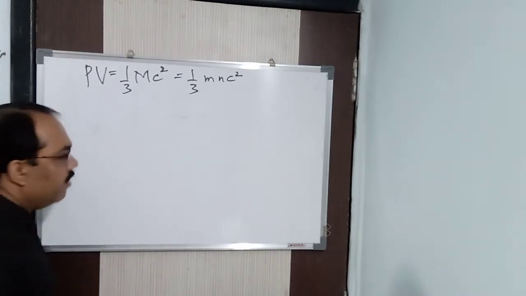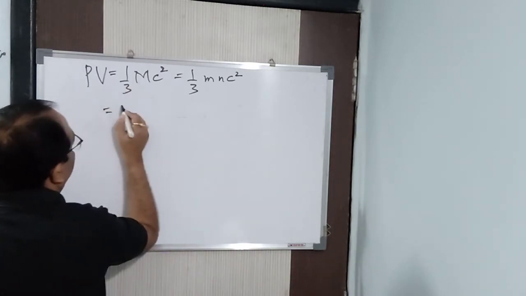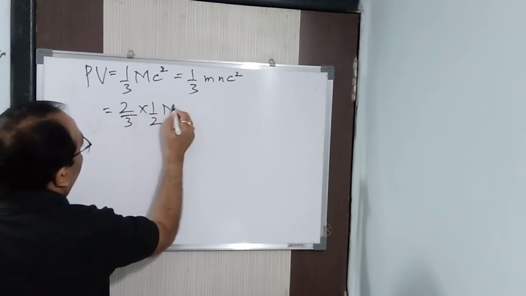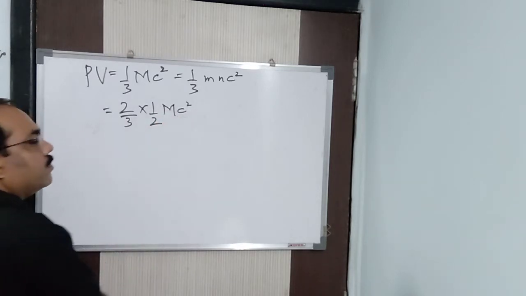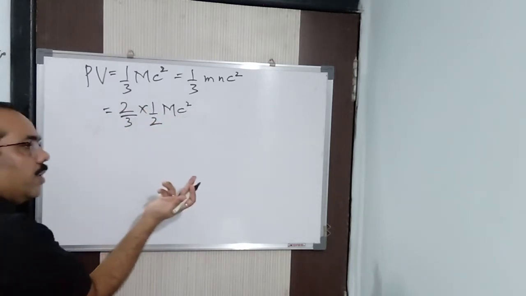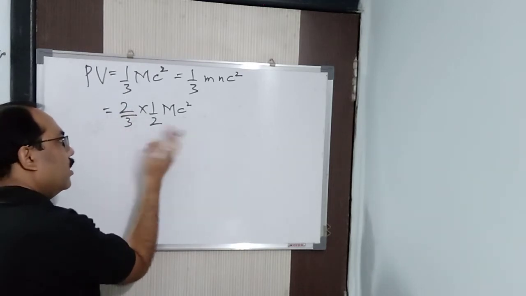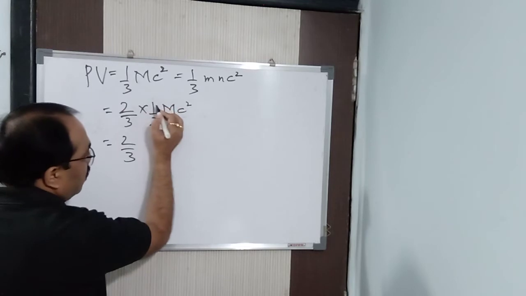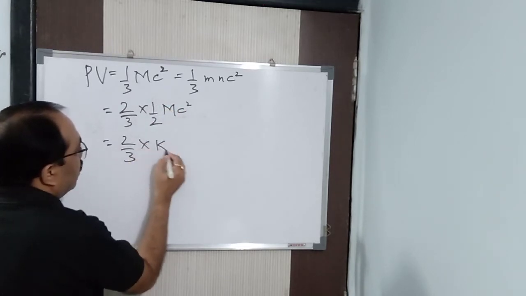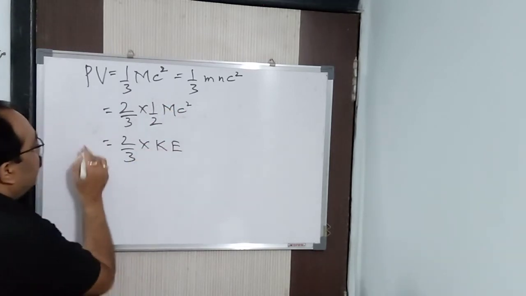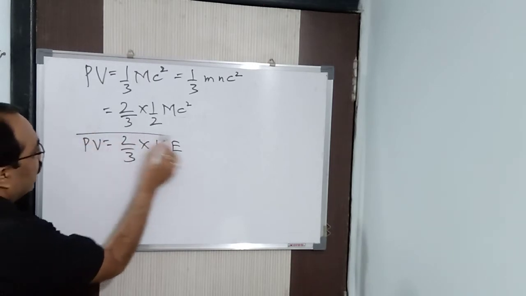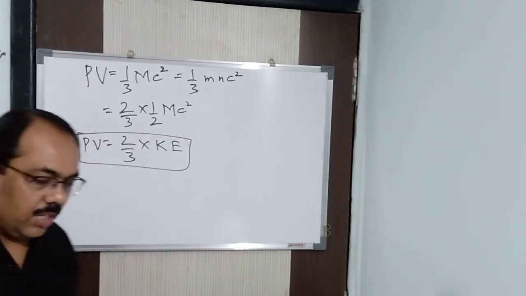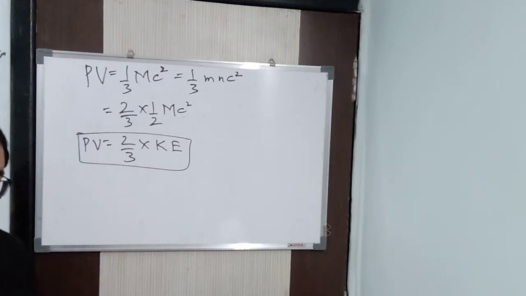Now I can write this one, instead of 1 by 3, in this way: PV is equal to 2 by 3 into half mc square. The 2 will cancel and it will be 1 by 3 only. Now, what is half mc square? It is nothing but kinetic energy. So I can write PV is equal to 2 by 3 KE. This is very important. PV is equal to 2 by 3 KE. Clear?